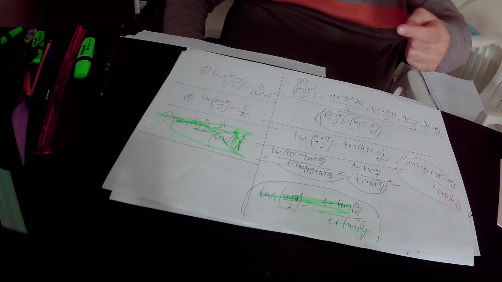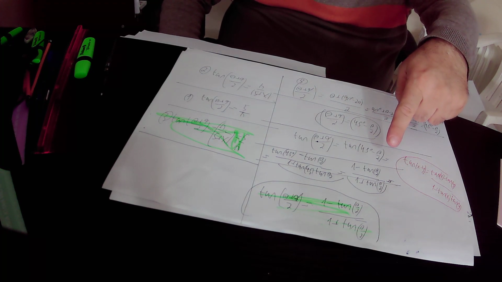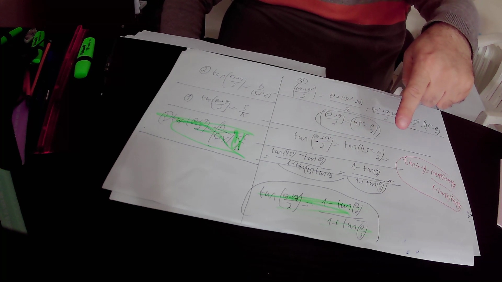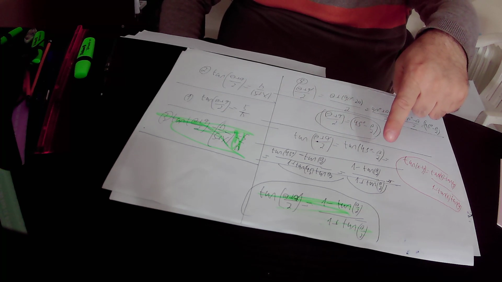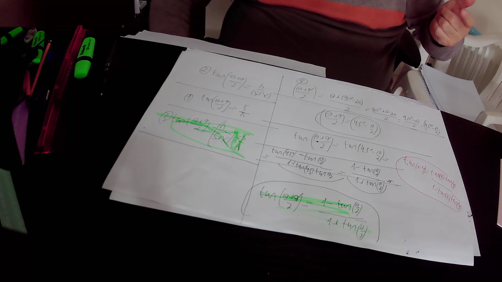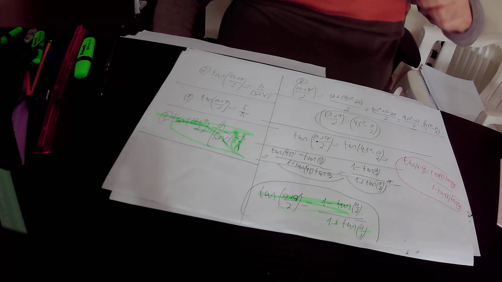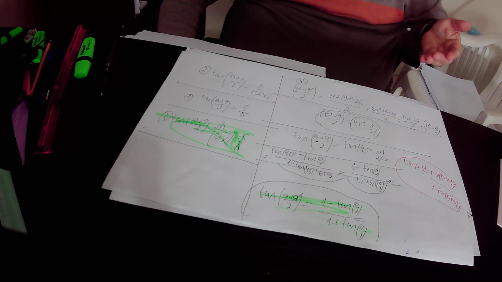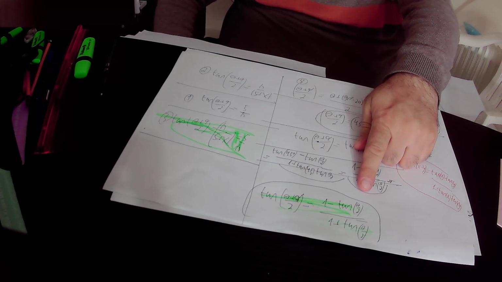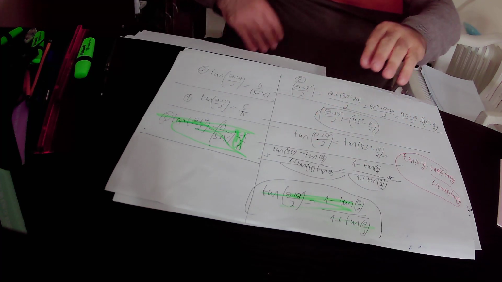But tangent 45 degrees is equal to 1. So here, the numerator is 1 minus tangent theta over 2, over 1 plus tangent theta over 2 in the denominator. So in conclusion, we found out that tangent of (theta plus alpha)/2 equals (1 minus tangent theta over 2) over (1 plus tangent theta over 2). So the only thing left to do is to find the value of tangent theta over 2, and in this way we also find the value of tangent of (theta plus alpha)/2.